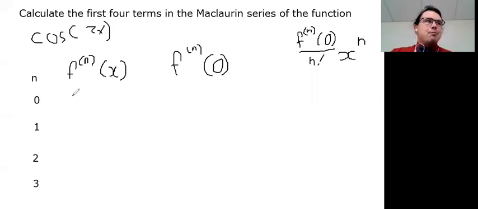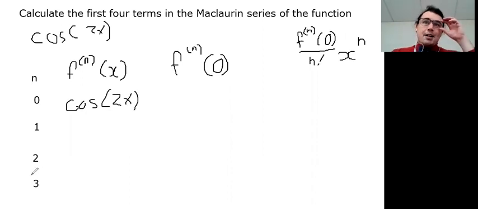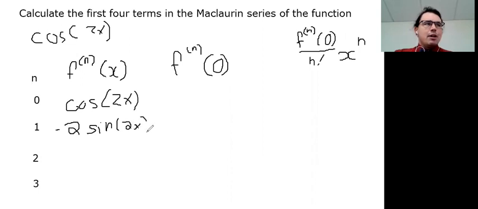Well, I need to calculate some derivatives here. Of course, the original function is cosine of 2x. And then as I take derivatives, I do need to use the chain rule. So my first derivative is going to be 2 times minus sine of 2x. So the derivative of the cosine function is minus the sine function. I keep the arguments of these functions the same, and I multiply by the derivative of that argument, the derivative of the inside function.